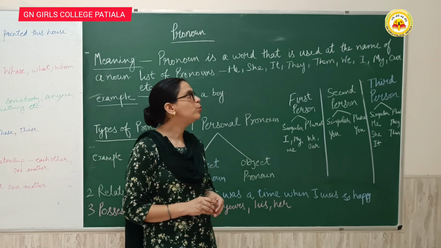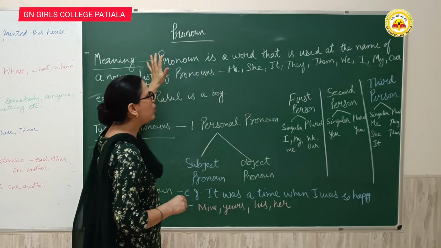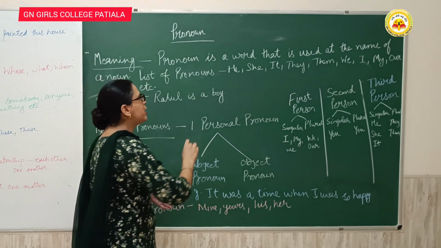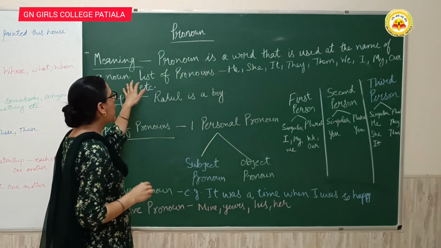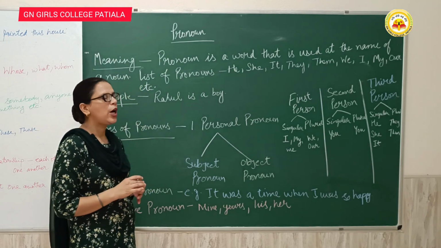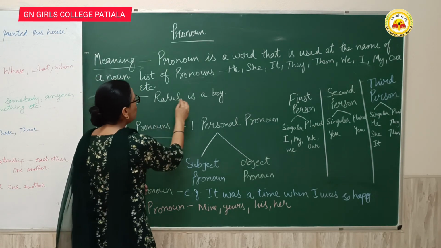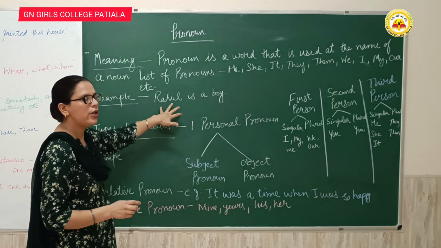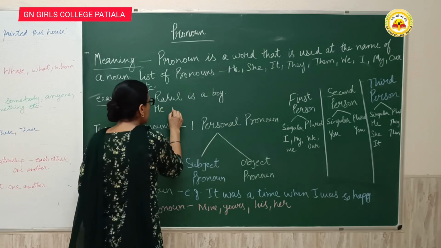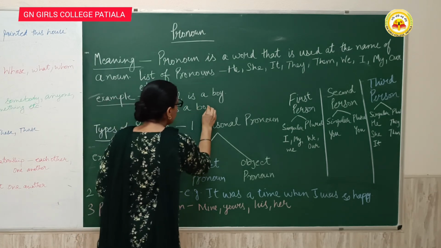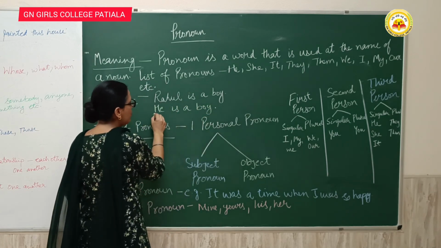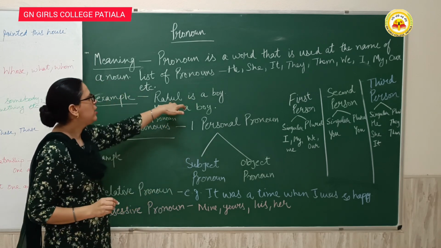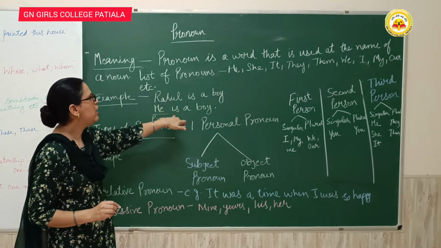Today I will teach you pronouns. So first of all, we will discuss the meaning of a pronoun. A pronoun is a word that is used in the place of a noun. For example, Rahul is a boy. When we have to remove Rahul, we write he. He is a boy, and he here is a pronoun. We use it here in place of the name of a boy. So he is a pronoun.